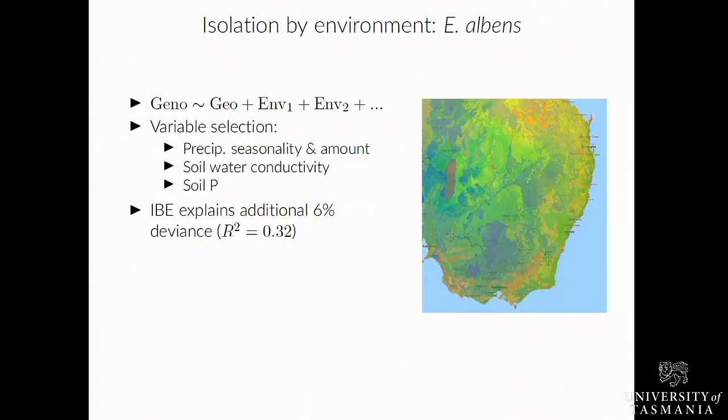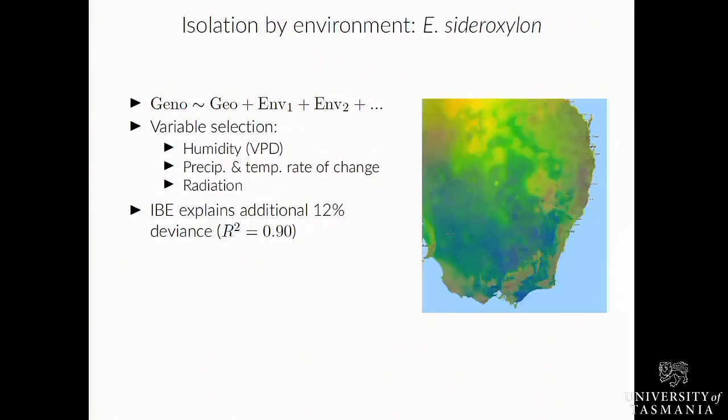And overall, across all of those variables, that explains an additional roughly 6% of genetic distances. And on the right there is just a map of the relevant area, coloured by a composite of all those environmental variables. We do the same thing in Eucalyptus cytoroxylin.